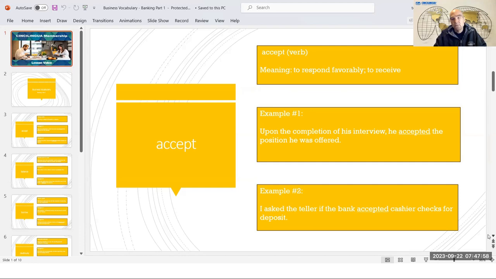So we say they made him an offer, and that offer was agreeable to him, and he responded favorably to that offer. He accepted the offer. We can think of accept as the opposite of to reject. Example sentence number 2 says, I asked the teller if the bank accepted cashier checks for deposit.